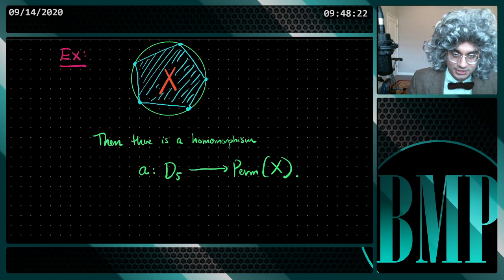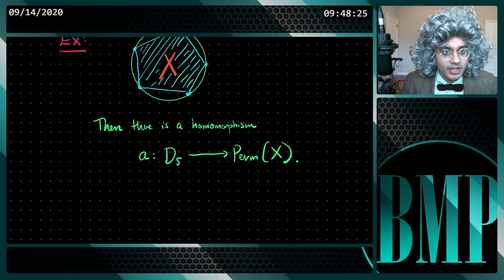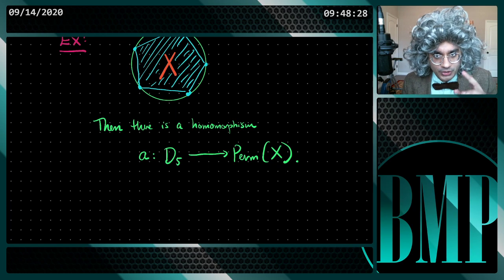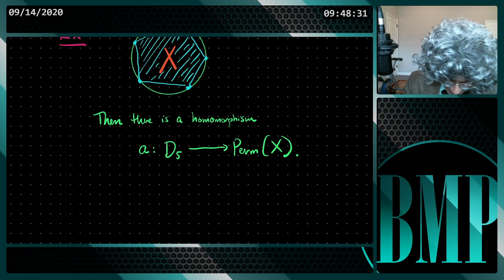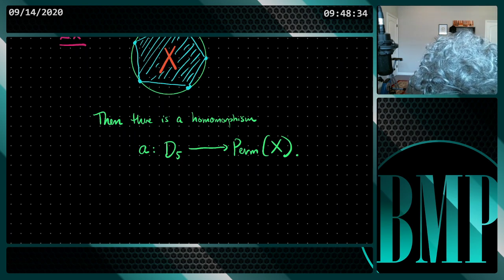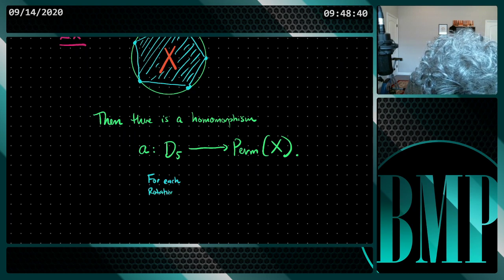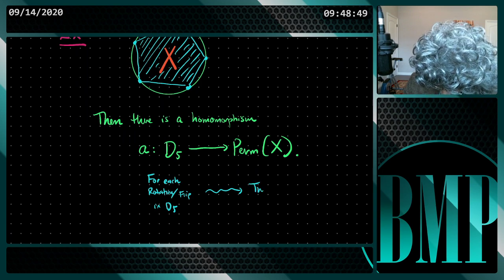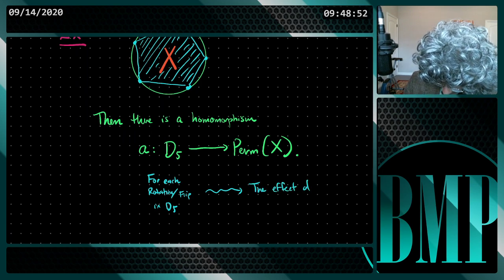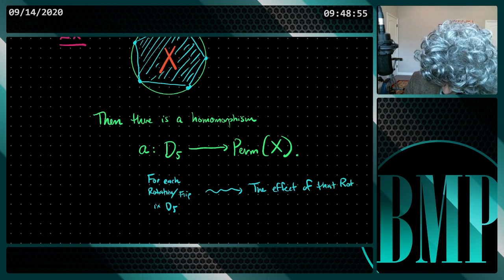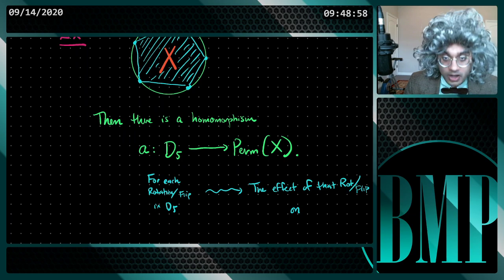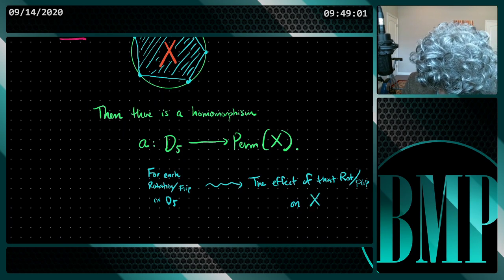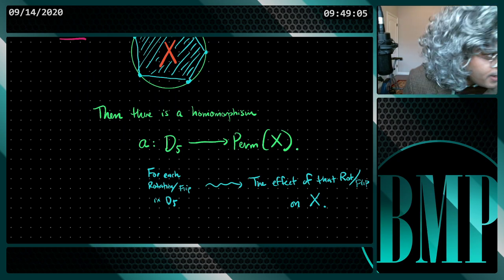So that's what's happening. Okay, so then there is a homomorphism from the group to this permutation. Let me tell you what it is in words. So I have to tell you the formula. For each element, rotation or flip in D5, you output the effect of that rotation on the pentagon X. Okay?